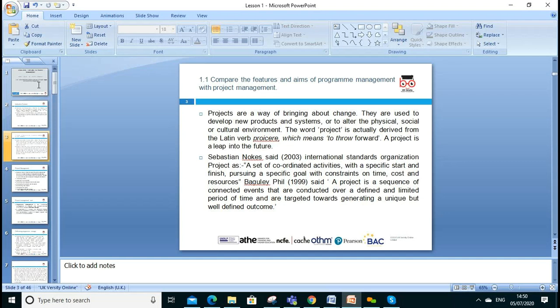Next we'll start. Welcome. Compare the features and the aims of program management with project management. First of all, it's good to know what project management itself is. Projects are a way of bringing about change. They are used to drive new products or systems and alter the physical, social, and cultural environment. The word project is derived from the Latin verb proceed, which means throw forward. So project means the future.